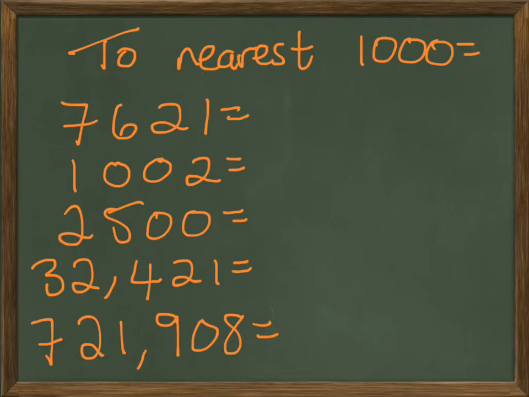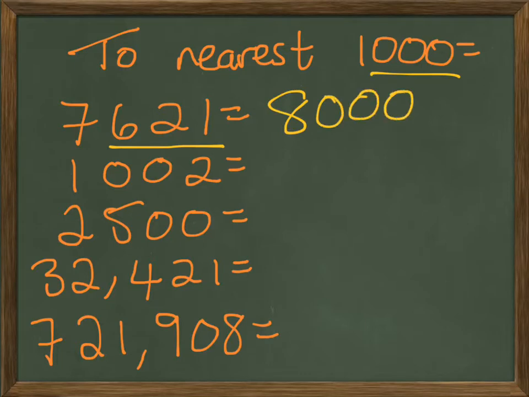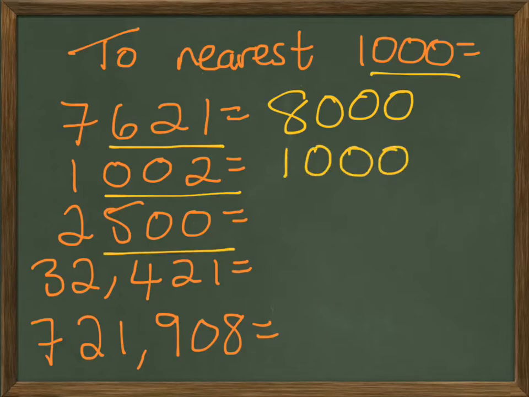Okay, let's try some to the nearest 1,000. Pause me if you want. Okay, here we go. So 7,621. 621 I'm looking at because it's 3 zeros, and that's going to be going up to 8,000. Then 1,002 is going to be going down to 1,000. 2,500, it's 500, it's halfway, it's going to go up, so that's going to go up to 3,000.